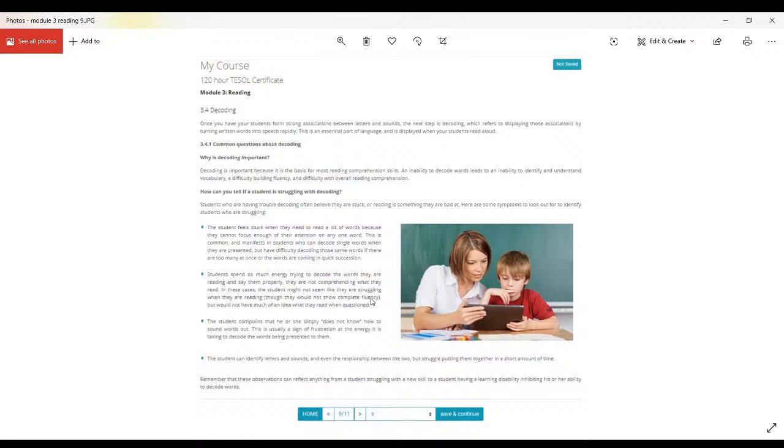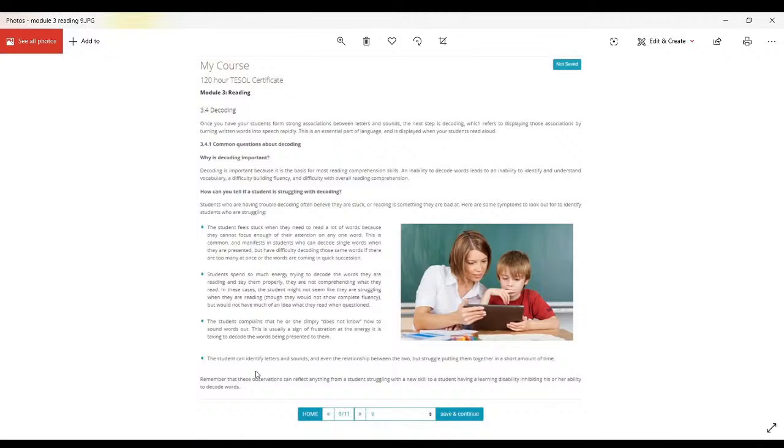Number 4, the student can identify letters and sounds and even the relationship between the two, but struggles putting them together in a short amount of time. Okay, learning is a process naman, no? So as long as we know how to do it, that's why we are given this module para alam din natin yung symptoms para ma-identify natin itong mga common problems or malaman natin kung nag-struggle ba sa student. So, magagawa natin yung part natin para maturuan sa student ng tamang paraan to decode.